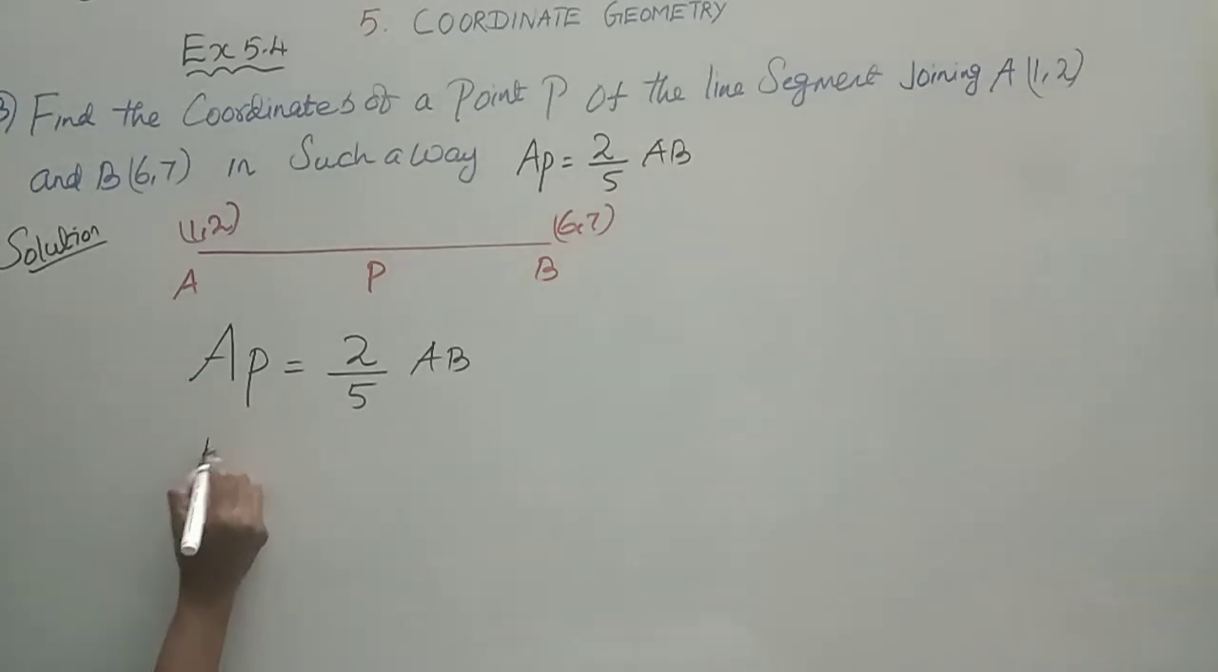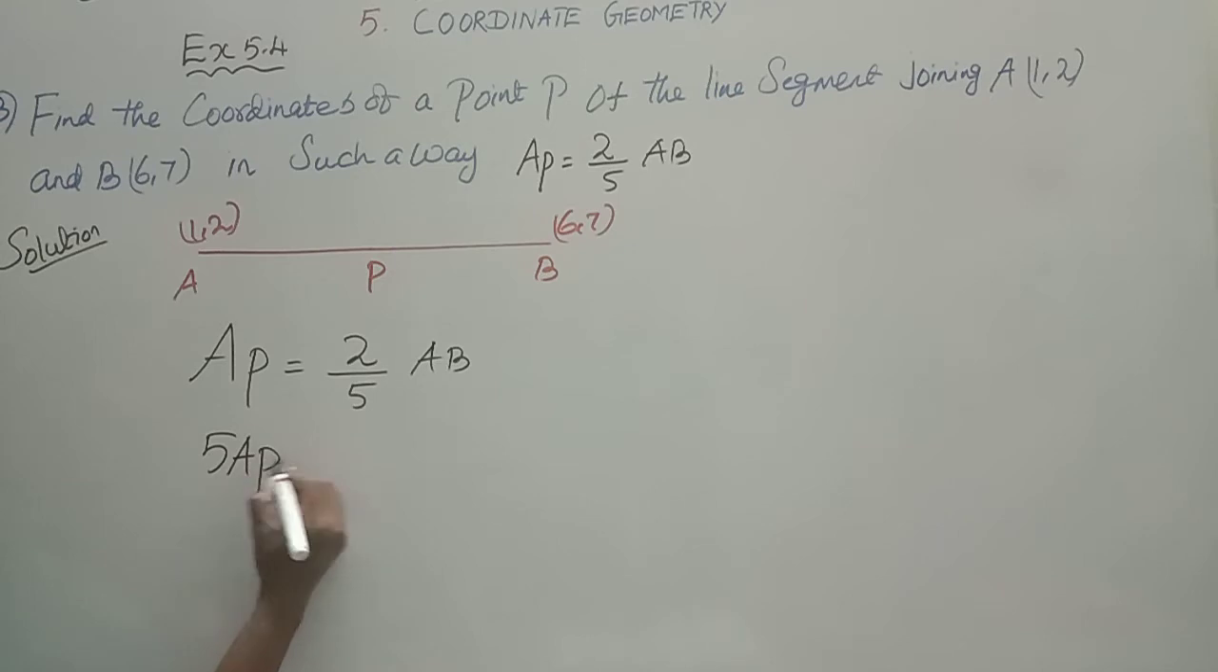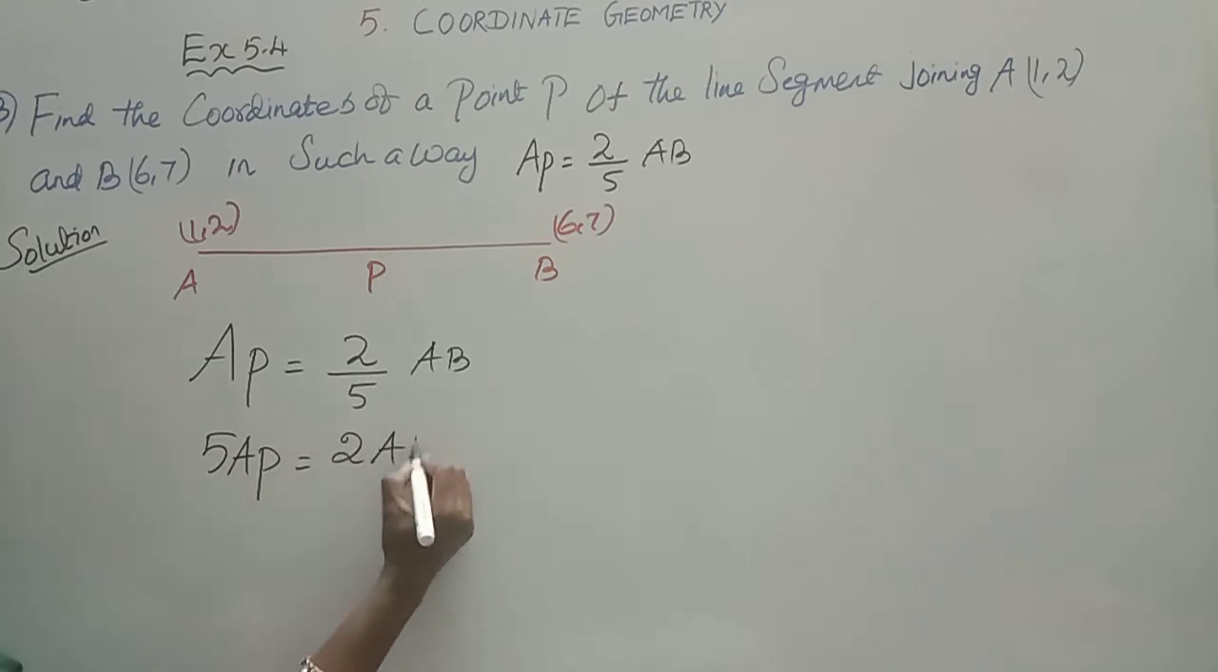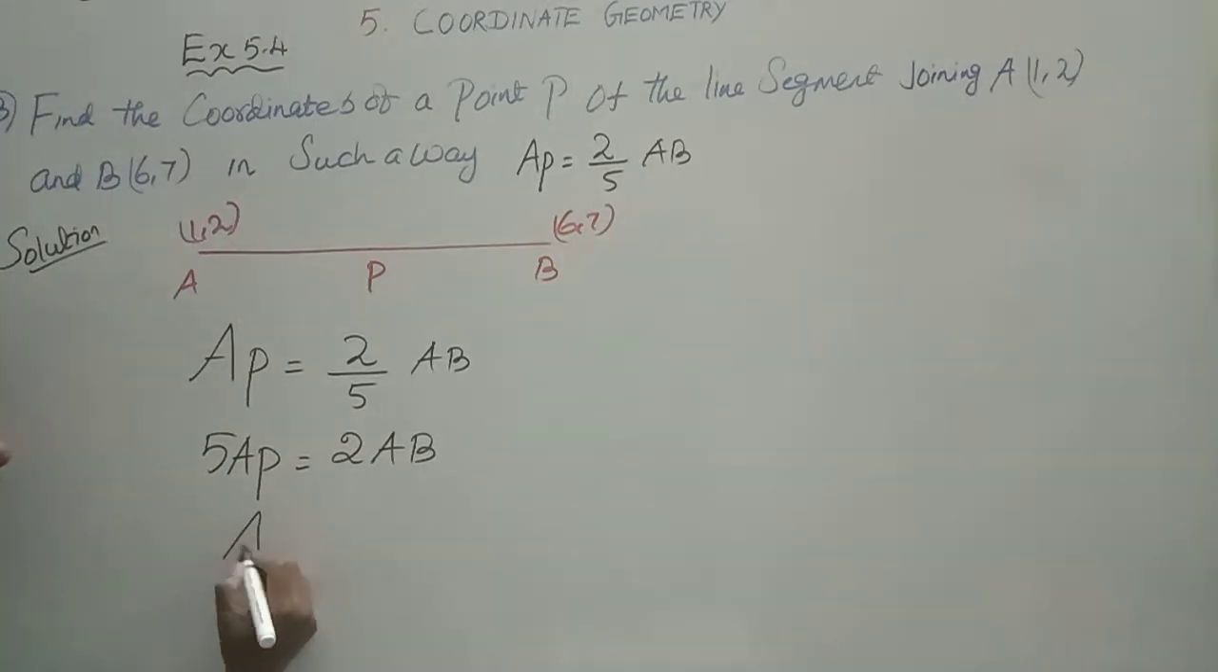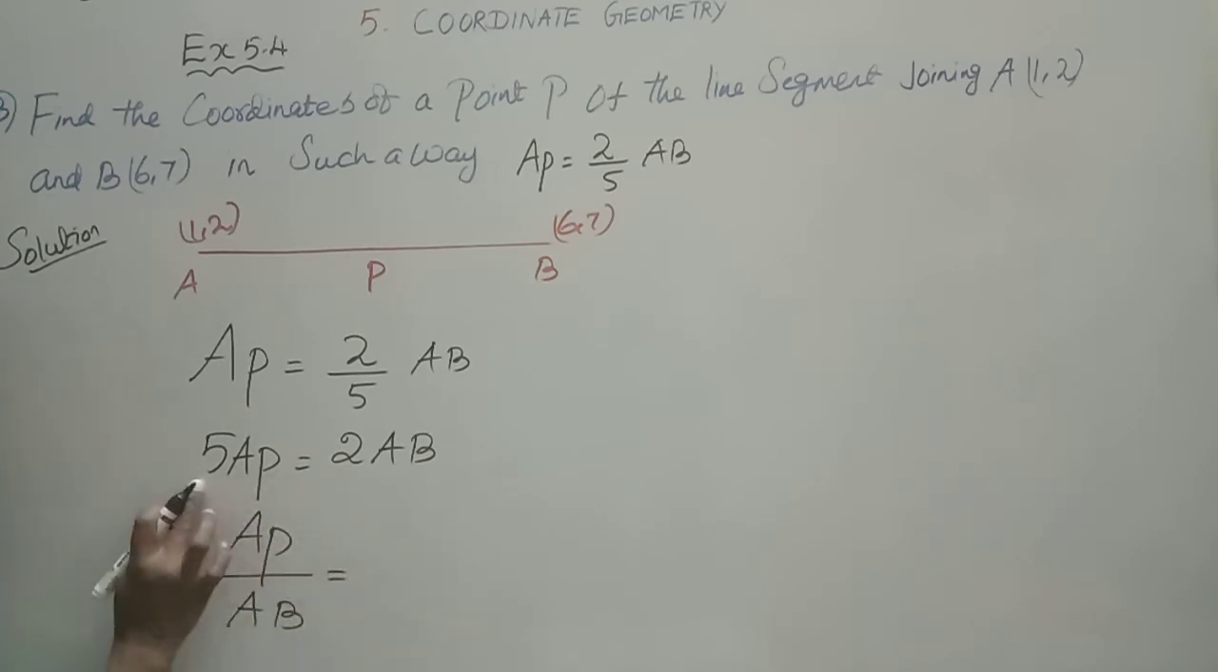That is 5 AP equal to 2 AB. You take the variables to one side: AP by AB is equal to 2 by 5. You take the numbers to one side and the variables to the other. AP by AB equal to 2 by 5. Now we got the ratio.